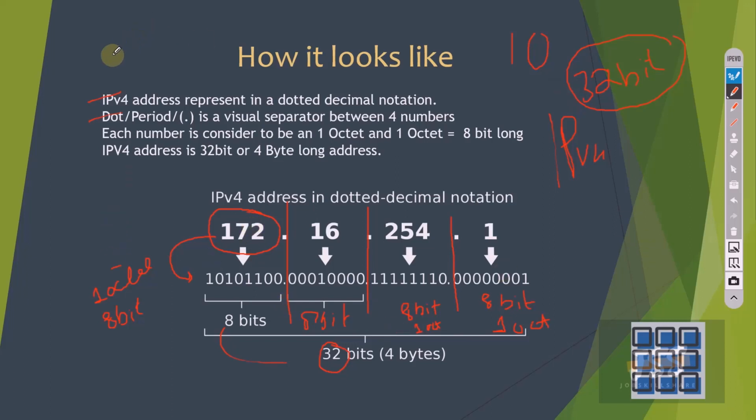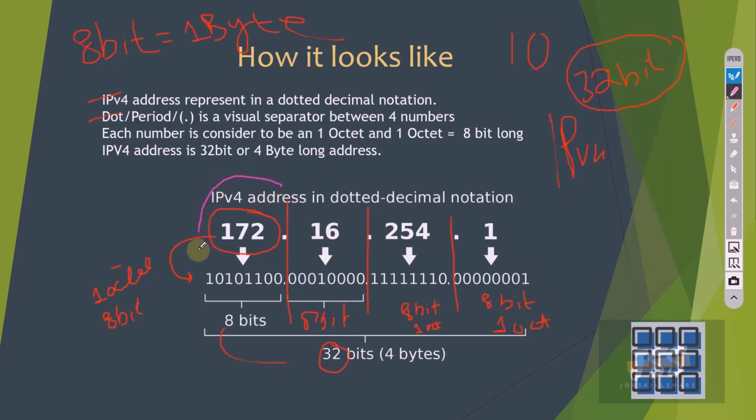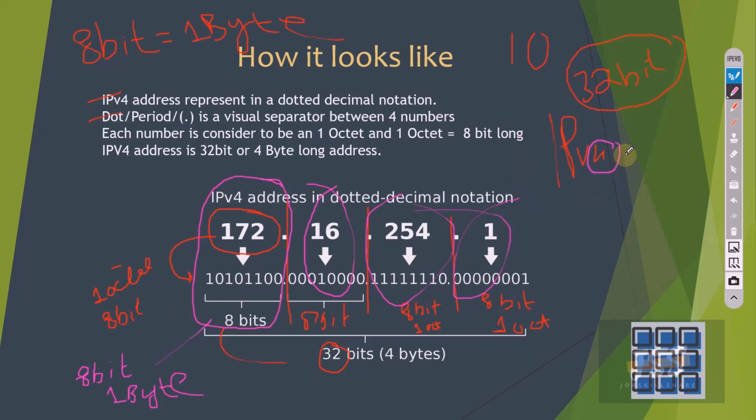And by the way, 8 bits equal how many bytes? 1 byte. So this, I'm going to change the color so I can differentiate it, this single piece of information is equal to 8 bits or 1 byte. Similarly this and this one. So how many bytes are there in total? 1 2 3 4. That is why it is written IPv4, because it is 4 bytes.